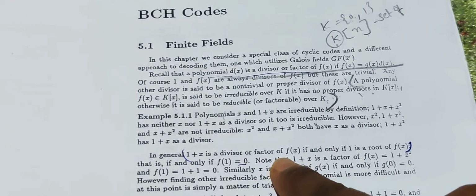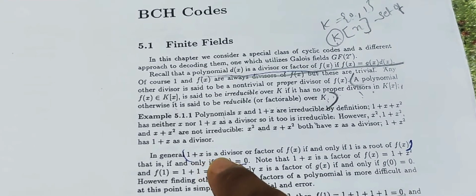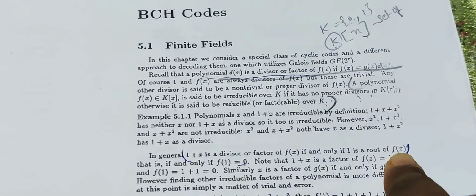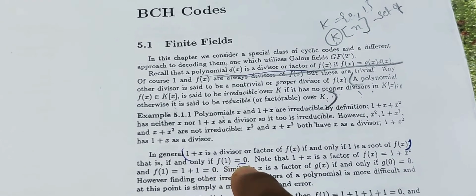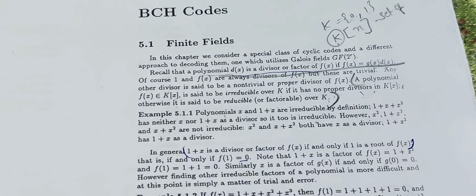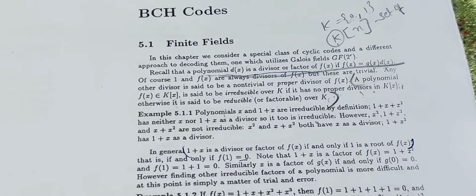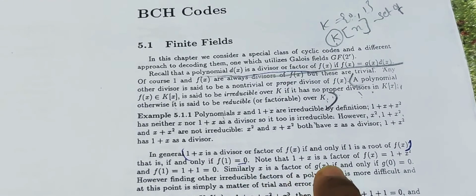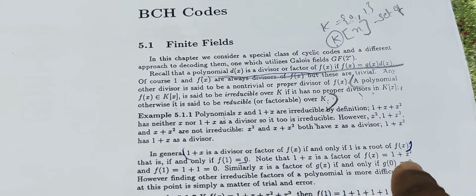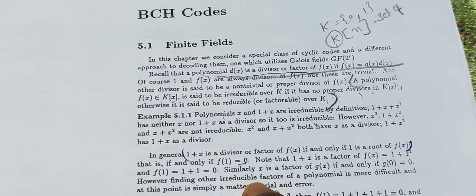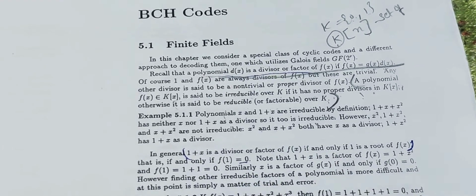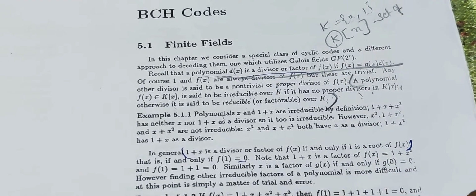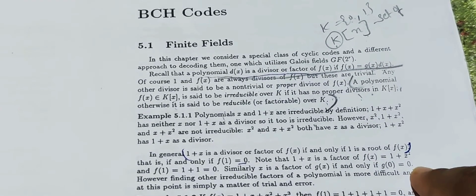So if 1 plus x is a divisor or factor of f of x, then 1 is a root of f of x, that is, f of 1 is equal to 0. So if f of 1 is equal to 0, it implies 1 plus x is a factor of f of x. Similarly, x is a factor of g of x if and only if g of 0 is equal to 0. If x is a factor, then g of 0 must be 0.